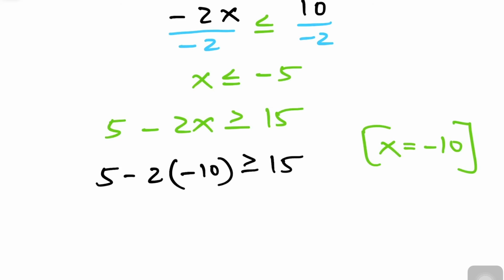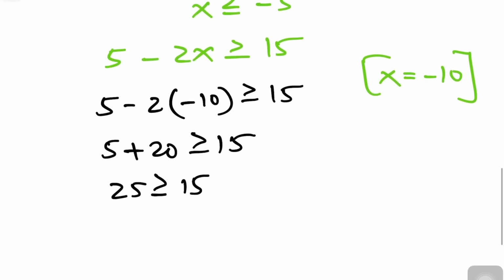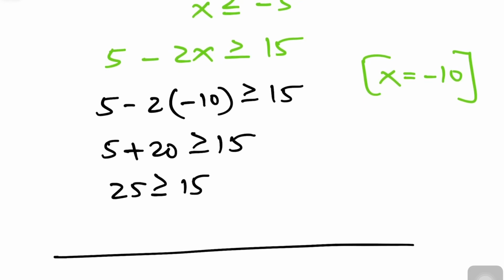Let's see what we get. So 5 minus 2 times x, which is negative 10, greater than or equal to 15. So 5 plus 20 greater than or equal to 15. Now we have 25 greater than or equal to 15. Is 25 greater than or equal to 15? Yes, it is. So that means our answer does make sense, right? If you want, you can also choose negative 5. If you choose negative 5, you will have 15 greater than or equal to 15. Since 15 can be equal to 15, that's fine too, okay?